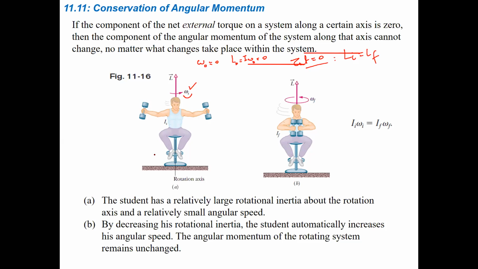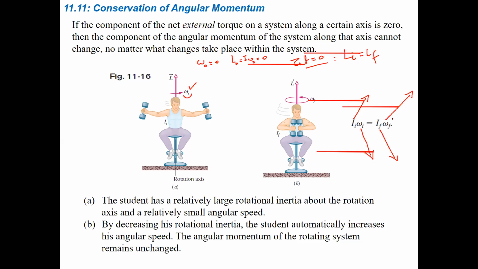Now, in the first case here, I'm extending my arms, meaning I'm taking a mass, the dumbbell, and I'm putting them far from the axis of rotation. So I'm increasing the moment of inertia. By doing that, I have to decrease the angular speed. Naturally, I will rotate slower. On the other hand, if I bring the dumbbell close to my chest, I am decreasing the moment of inertia, and the system will increase its angular speed, and I will speed up.